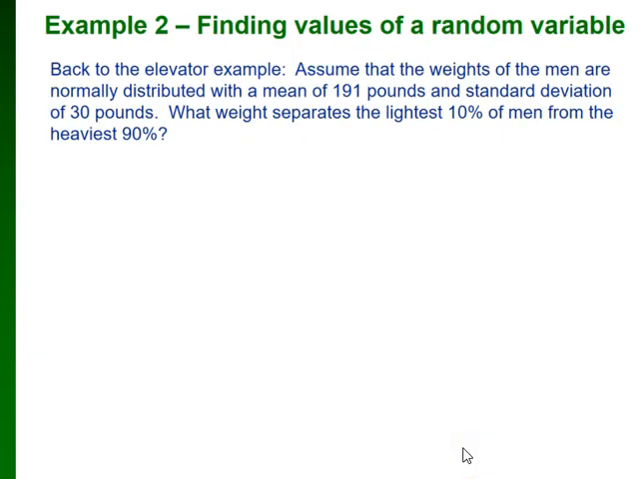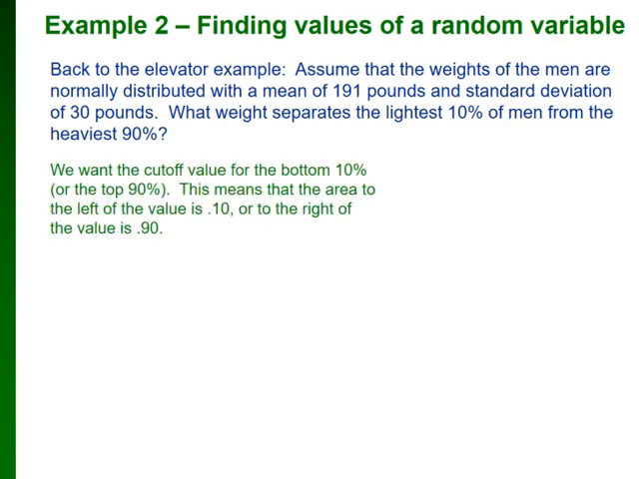Now let's go back to the elevator example. If we want to find what weight separates the lightest 10% of men from the heaviest 90%, this is another one where we would be going backwards. We want the cutoff value for the bottom 10%, or we could think of it as the cutoff value for the top 90%. This means that the area to the left of that value is 0.10, or we could think of it that the area to the right of the value is 0.90.